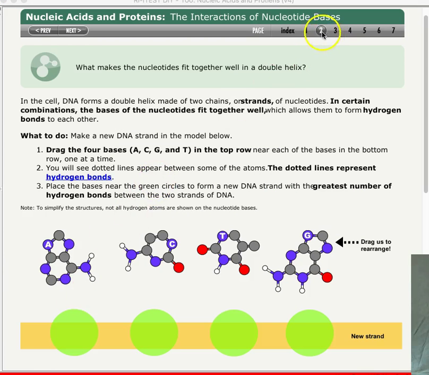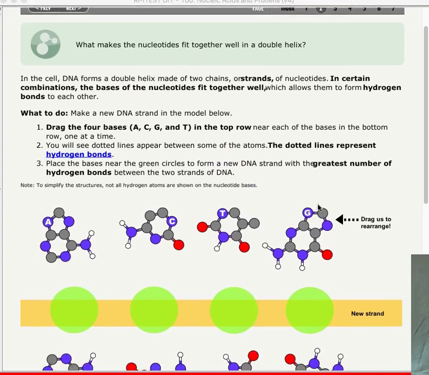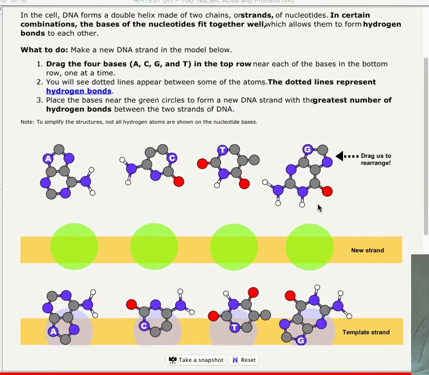So now we're on page 2. I just clicked on 2 here. And this is question 2. So the first thing we have to do is figure out how these bases fit together. There's 4 that make up the sequence of the DNA. And we want to know how they stick together.